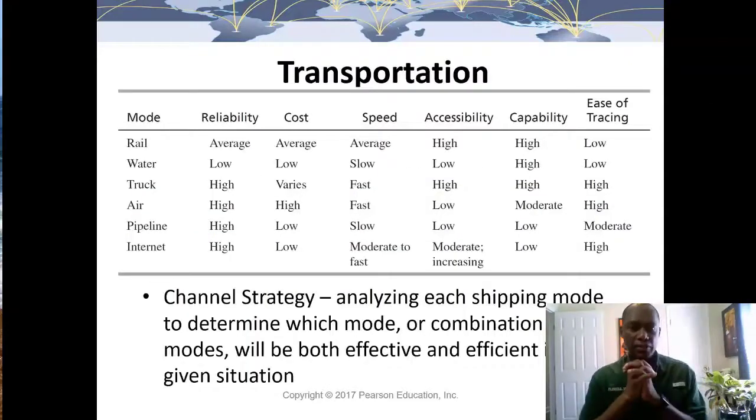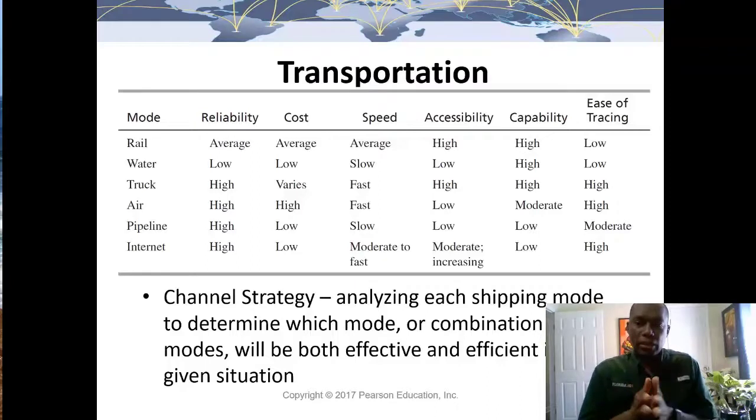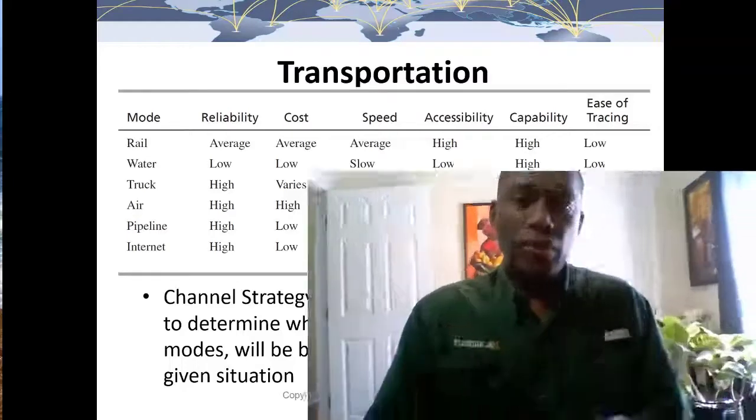Here are some other methods of transportation. We talk about getting the products from point A to point B. This is a matrix showing the various costs and benefits. You look at rail, water, truck, air, pipeline, and internet. And you look at the various points in terms of what makes each transport method advantageous over the other. So that's going to do it for chapter 12.